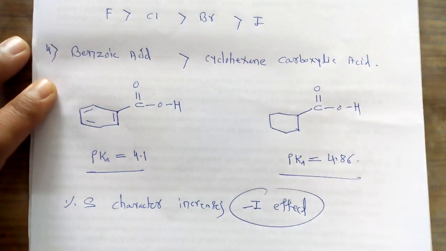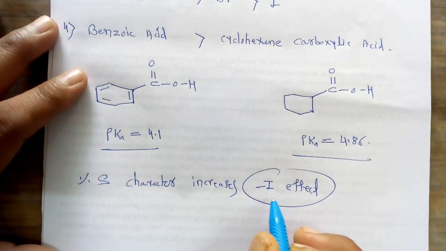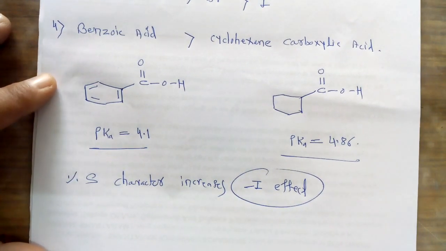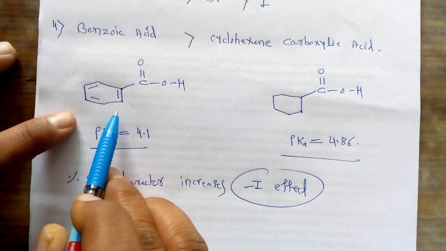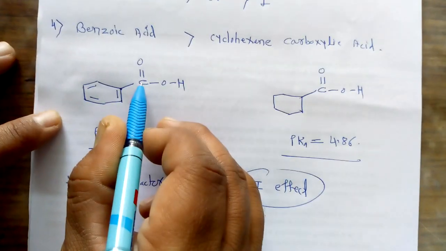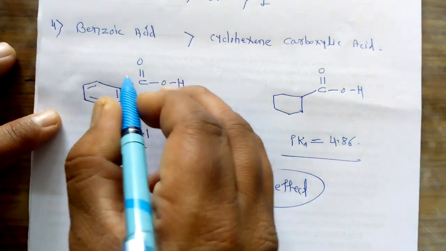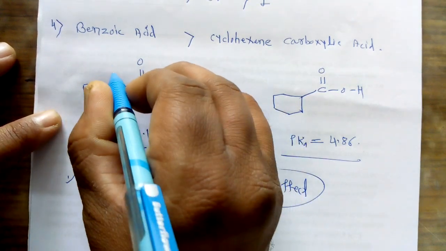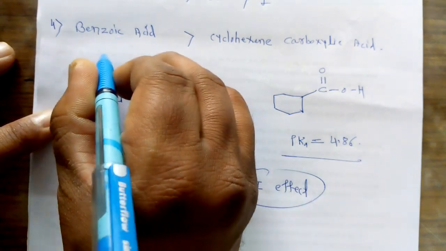Thus the percentage of s character increases, the minus I inductive effect increases, and we know that as the minus I effect increases, naturally the strength of the acid increases. Now if we look at benzoic acid, what happens? What is the hybridization of the carbon to which this carboxylic group is attached?